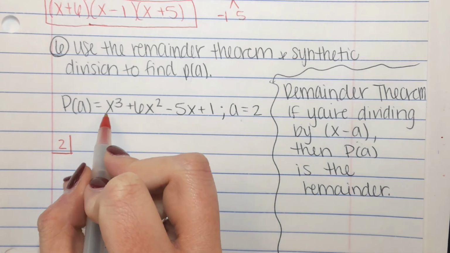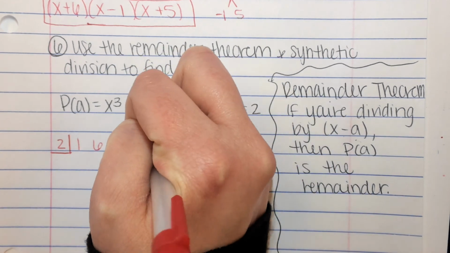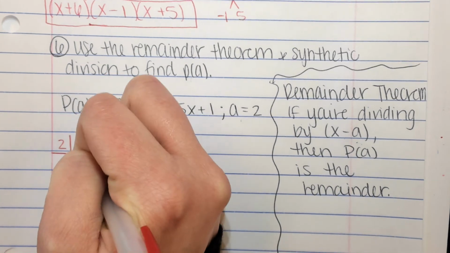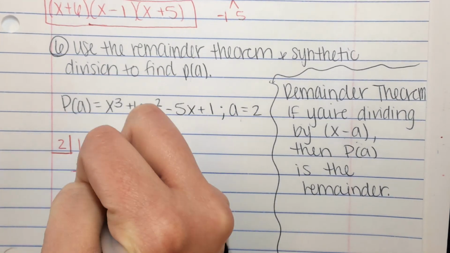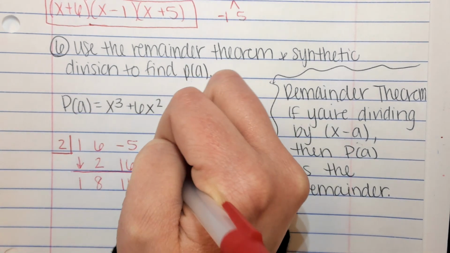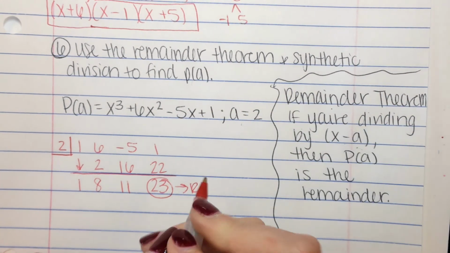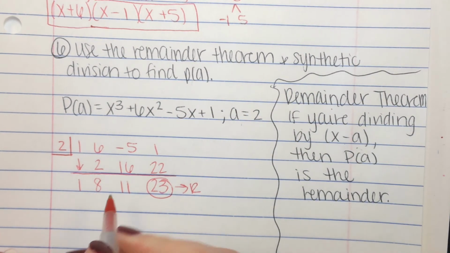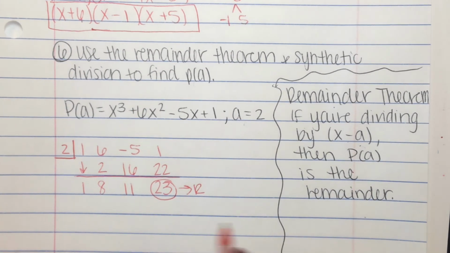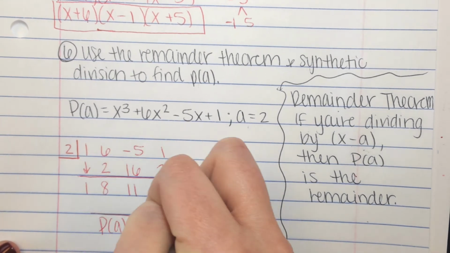And then we'll bring down our coefficients, 1, 6, negative 5, and 1. All right, bring down the first one. 2 times 1 is 2. 6 plus 2 is 8. 2 times 8 is 16. Negative 5 plus 16 is 11. 2 times 11 is 22. 1 plus 22 is 23. That's my remainder. So here you could write out the polynomial if you want to, but we said that P of A is the remainder. So if it wants to know P of A, we're just going to tell them the remainder, which is 23.